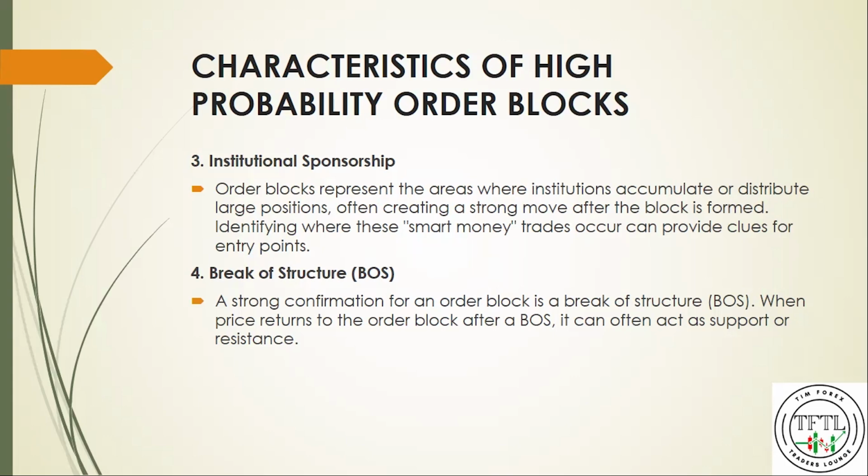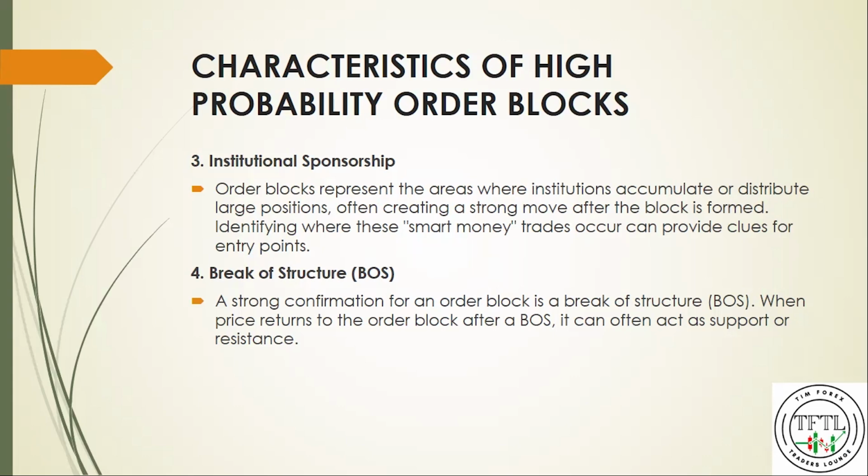So how are you going to look at the institutional sponsorship? Once you identify your order block, we want to see an abrupt move of price, or an impulsive move of price, from that order block. And this will signify that these are levels or areas where institutions accumulate or distribute large positions.